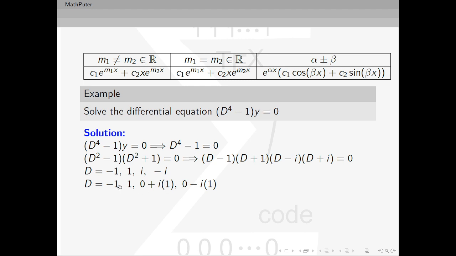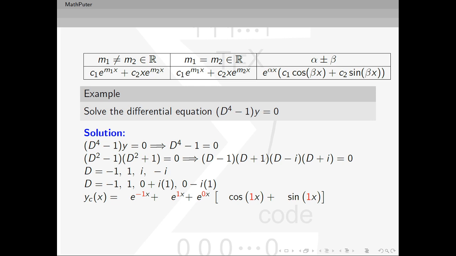So for real roots, minus 1 and 1, in the solution format, we have e raised to minus 1x, and for 1 we have e raised to 1x. The real part is 0, so it becomes e raised to 0 into x, we have e raised to 0x. Now for cos beta x, sin beta x, what is beta? Beta is equal to 1 here. So it is cos 1x plus sin 1x.